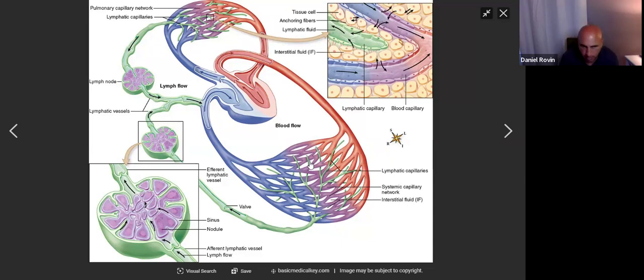So for all intents and purposes, the fluid that becomes lymph starts out as intracellular fluid. Water, mostly, that's inside of your cells. And then your cells get rid of the water. Now it's extracellular, or if you will, between the cells, known as interstitial fluid. Here is the word right here: interstitial fluid.